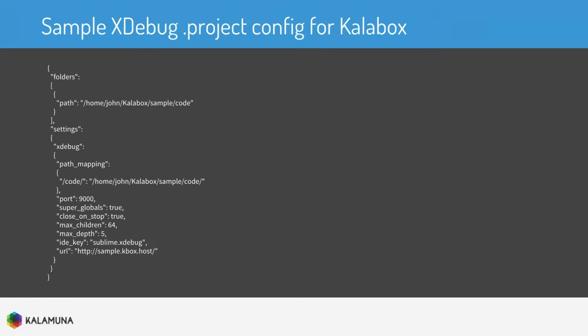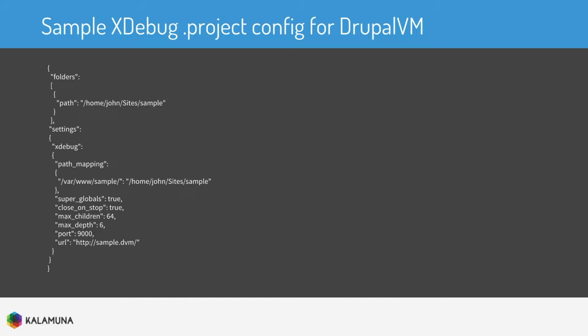And here is a sample config for a Calabox type of dealio. Where the word sample is, obviously your repo goes. And all these different options are just the default, just use them. You can change them. Like if you're having memory issues, you can change the max children to 32 and the max step to 4, and it's just how deep it goes in the arrays that it shows you, and all that good stuff. Here's a config for Drupal VM.